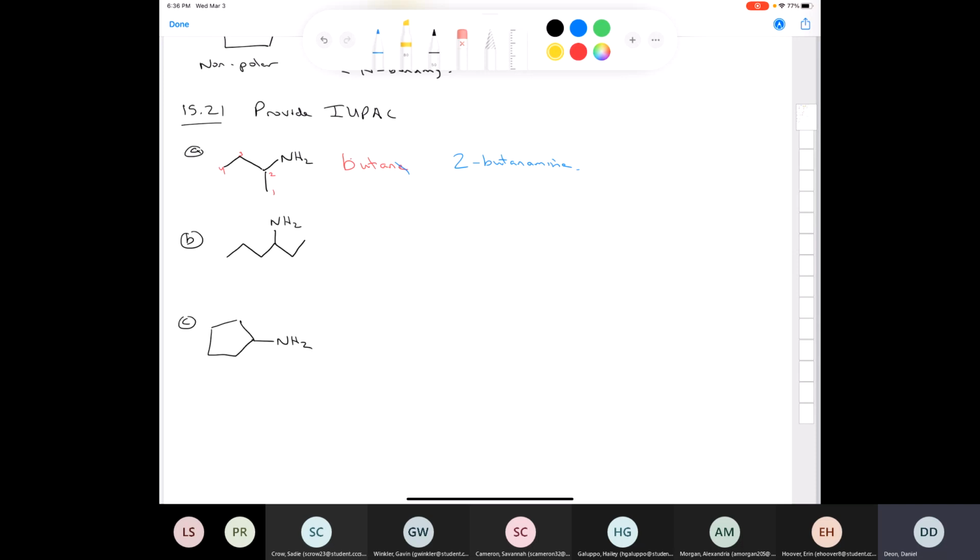Let's try the same strategy on the next one. Our longest carbon chain is pretty clear on this one. It's 1, 2, 3, 4, 5, 6 carbons. I'm going to number that chain in such a way that I give the carbon with the nitrogen on it the lowest possible number. Should I start numbering this carbon chain from the left or from the right?